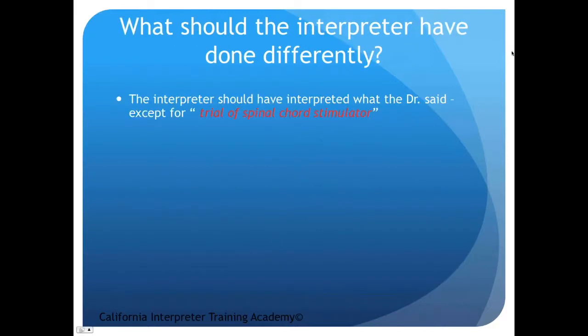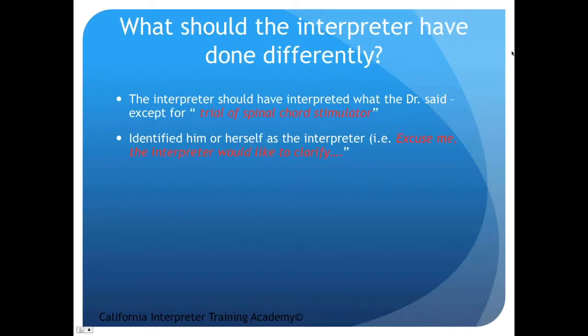So the first mistake she made is that she did not interpret anything of what the provider said. What was actually tripping her up was the last phrase, the trial of spinal cord stimulator. So she should have interpreted the first part of what the doctor said, which was what the patient was waiting for her. And when she then needed to clarify, she should have identified herself as the interpreter. There's a few different ways you can do that. For example, excuse me, the interpreter would like to clarify, or the interpreter needs clarification, or speaking as the interpreter.